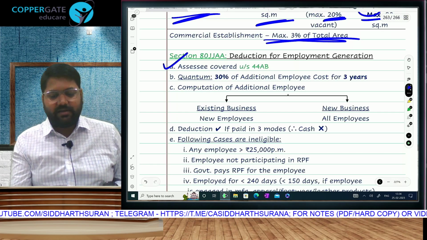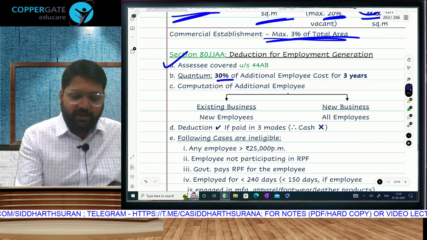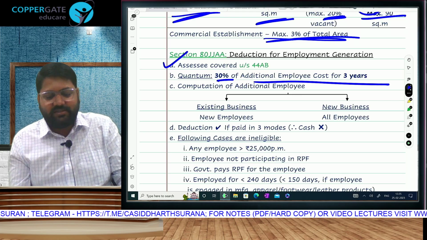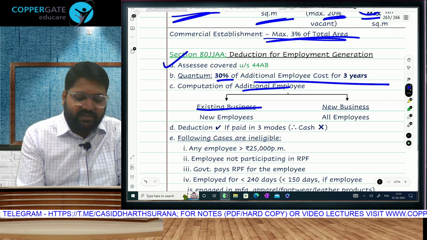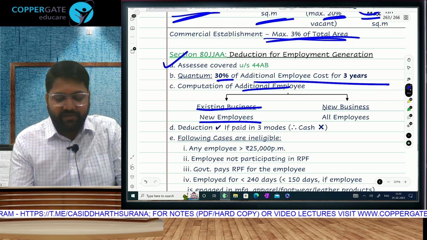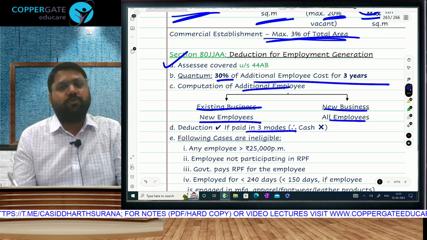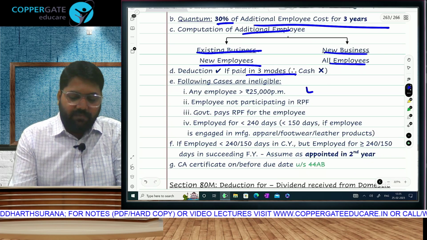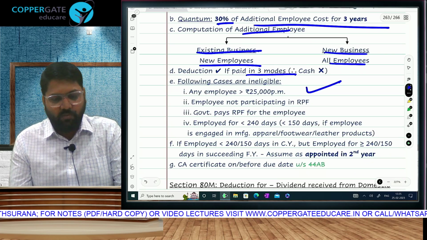This is for assessees that are covered under 44AB. 30% of additional employee cost for 3 continuous years. So last year you appoint, then last year, current year, next year. Computation of additional employees: if it is an existing business, new recruitments. And if it is a new business, all employees. But it has to be paid in the 3 allowable modes. Anything paid to the following employees is not allowed for deduction purposes. Employees earning more than 25,000.